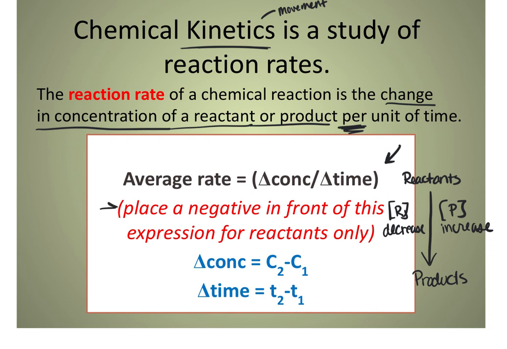So you'll see this little note that's put here. Place a negative sign in front of this expression if we're worrying about reactants. So if we're looking at a chemical equation and the data we have is for a reactant, it's going to get used up over time. So we want to use a negative sign in front of it to indicate that the quantity of it is decreasing.